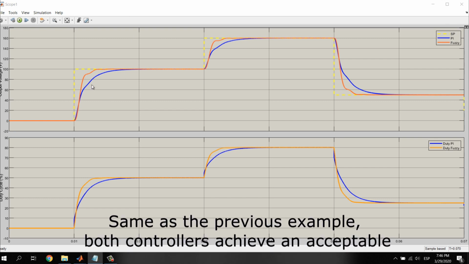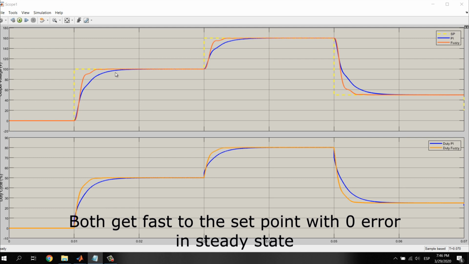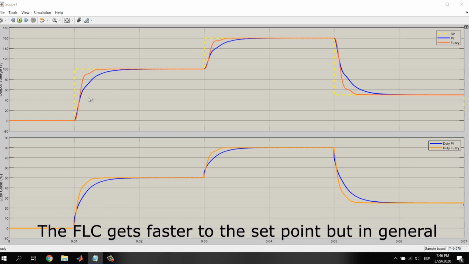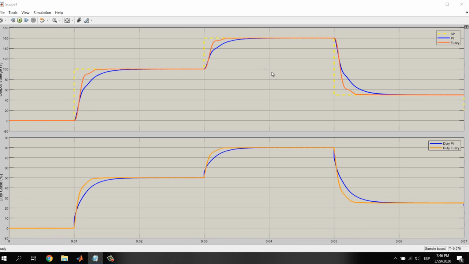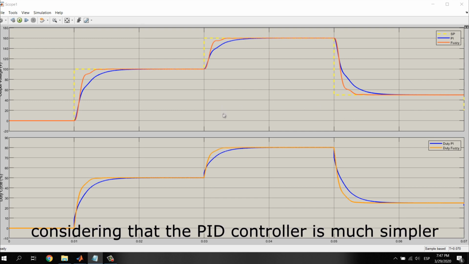Same as the previous example, both controllers achieve an acceptable performance controlling the output voltage of the buck converter. Both get fast to the set point with zero error in steady state. The FLC gets faster to the set point, but in general, both controllers do a good job, considering that the PID controller is much simpler.